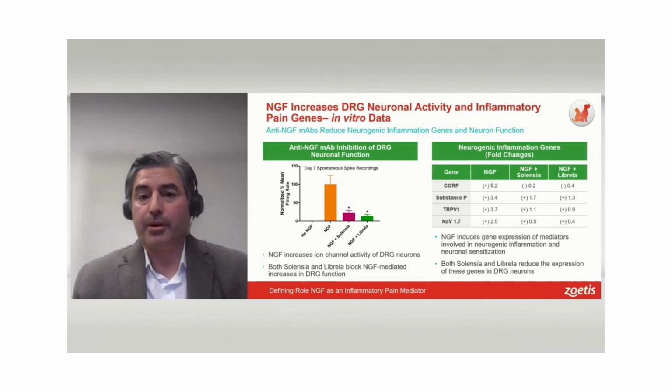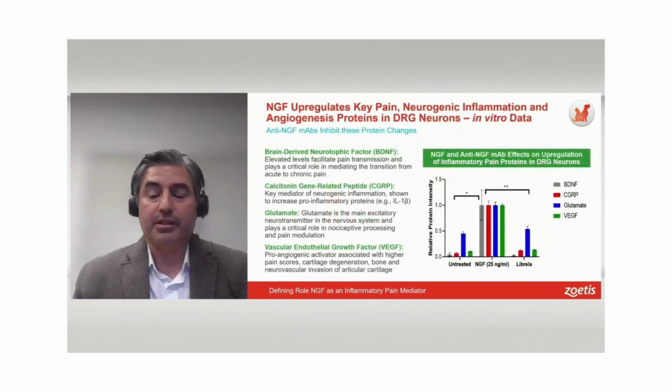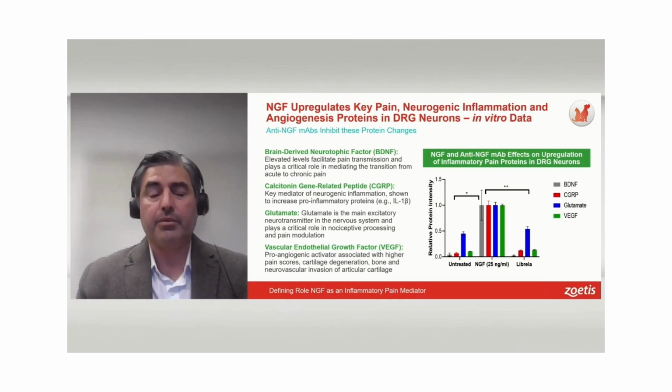And the most important part on the right-hand side is that when we add the mAbs, Silencia or Librela, we decrease those changes both in terms of transcription, but also in terms of function of the neurons. So we are quieting the neurons, so to speak, that we believe is what's leading to the pain decrease or analgesia. So it's important to note that even though you see gene changes, that doesn't always equate to protein changes. So it's good to confirm that you are also seeing protein changes in your experimental systems.